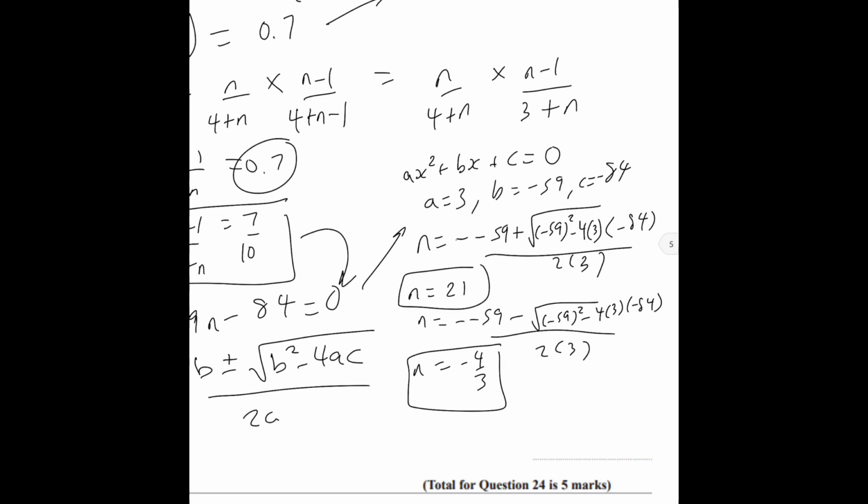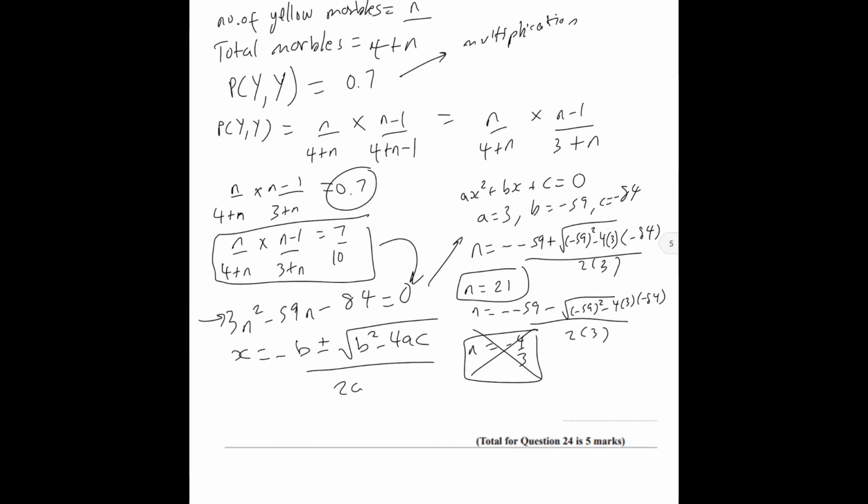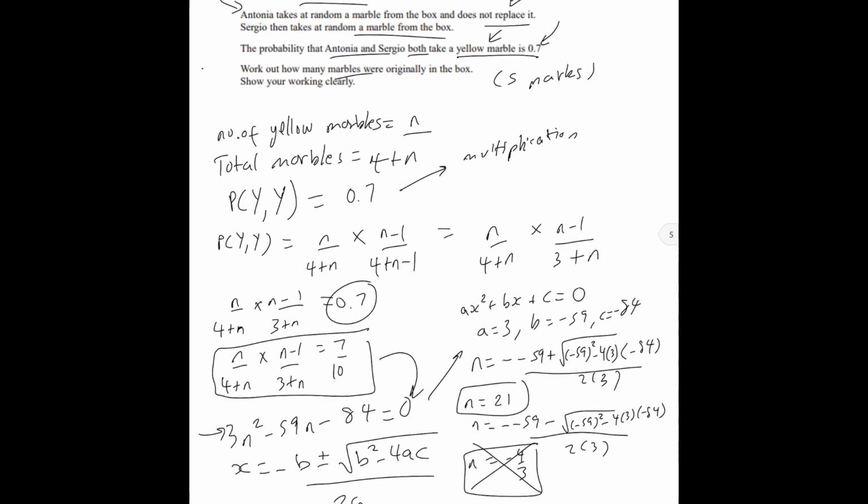Now we have the two values for n, so similar to the last probability question, remember, the number of marbles can never be a fraction. You can't have 2.5 marbles. So the minus 4 by 3 is cut off, and your number of yellow marbles is 21. Now remember, do not write 21 directly for 5 marks. You know why? Because you have to read the question carefully. It asks us to work out how many marbles were there.